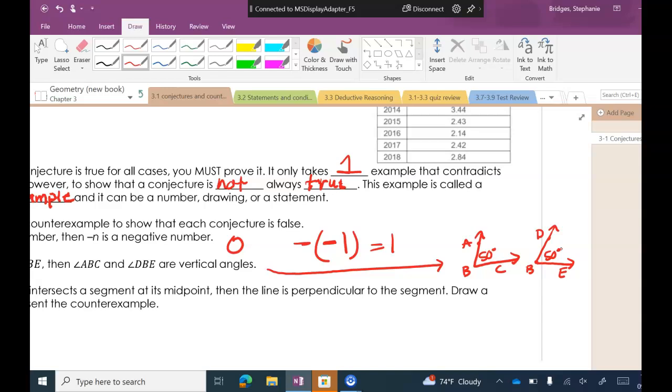I could have also drawn something else. Let me see. I could have drawn, just giving you options here. Okay, I could have drawn that and showing you that angle ABC and angle DBE are congruent, but they are not vertical, right? So multiple different ways you can disprove a statement. I want you to try that last one.